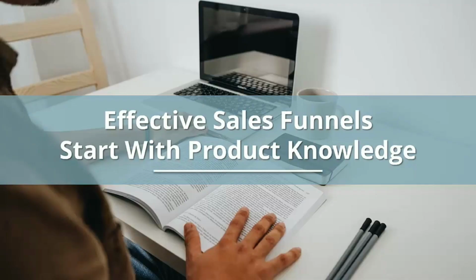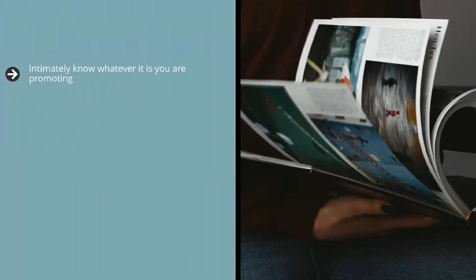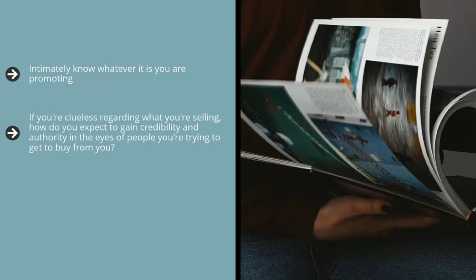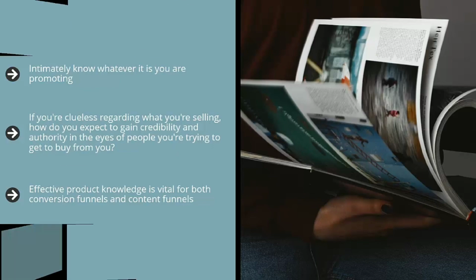Effective sales funnels start with product knowledge. Intimately know whatever it is you are promoting. Whether you're selling a product or service, or you're an affiliate pushing someone else's stuff, it doesn't matter. You must establish some level of expertise in whatever it is you are pushing. If you're clueless regarding what you're selling, how do you expect to gain credibility and authority in the eyes of people you're trying to get to buy from you? That's just not going to happen because you did not put in the time, effort, and energy to achieve that level of knowledge. Effective product knowledge is vital for both conversion funnels and content funnels.